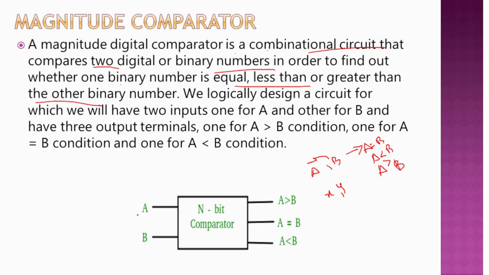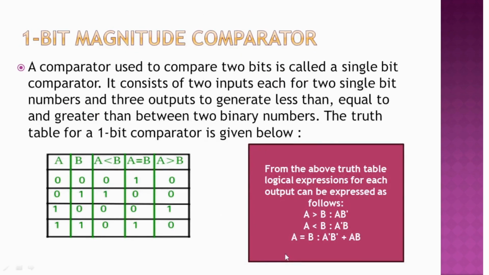This is the block diagram of the magnitude comparator. Here we are giving the two inputs A and B, and it provides an output as a comparison between the given two inputs. First, whether the first input is greater than the second input, or both inputs are equal, or the first input is less than the second input.